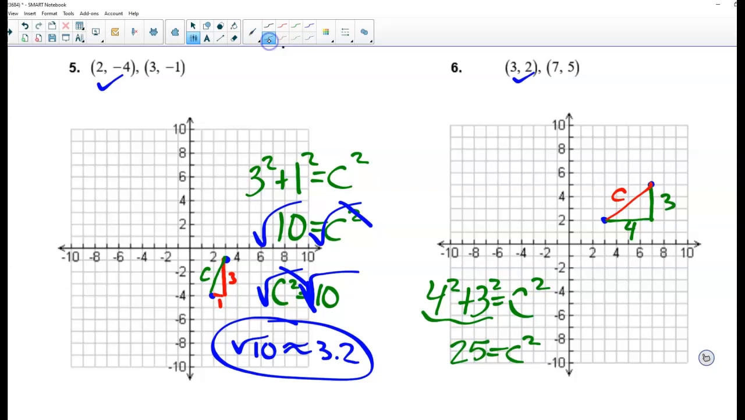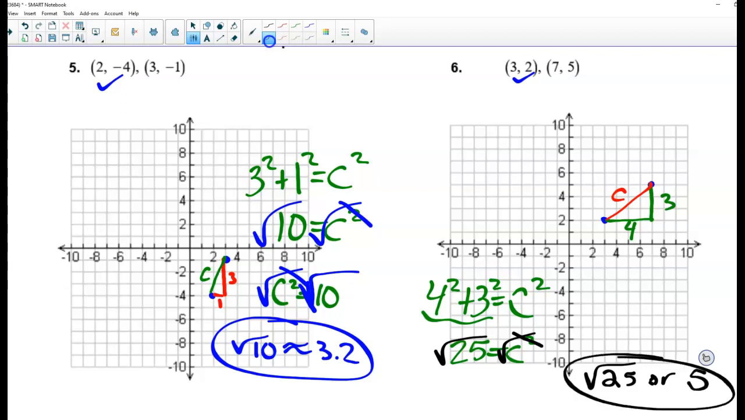And then my last step is I find the square root. So that distance is either the square root of 25, or we can say 5, because the square root of 25 is 5. So exact answers.